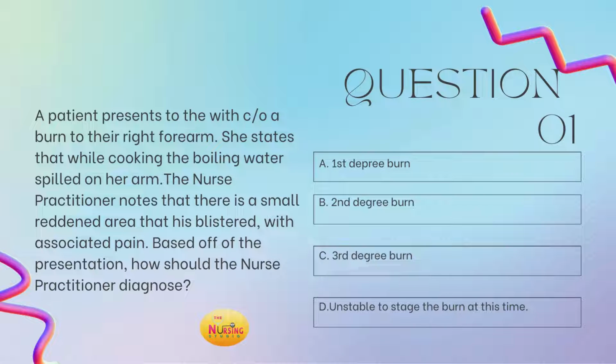A patient presents to the office with complaints of a burn to their right forearm. She states that while cooking, the boiling water spilled on her arm. The nurse practitioner notes that there is a small reddened area that is blistered with associated pain. Based off of the presentation, how should the nurse practitioner diagnose? Is it A, a first degree burn, B, a second degree burn, C, a third degree burn, or D, unable to stage the burn at this time?